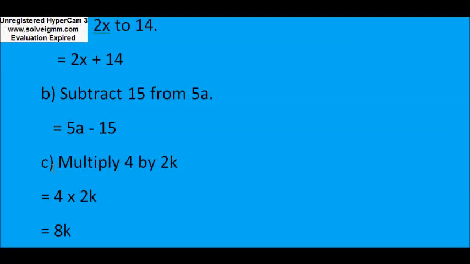So part C, multiply 4 by 2k. It's very simple. You have to multiply 4 with 2k. So here you will use the multiplication sign. 4 multiplied by 2k, which is equal to 8k.